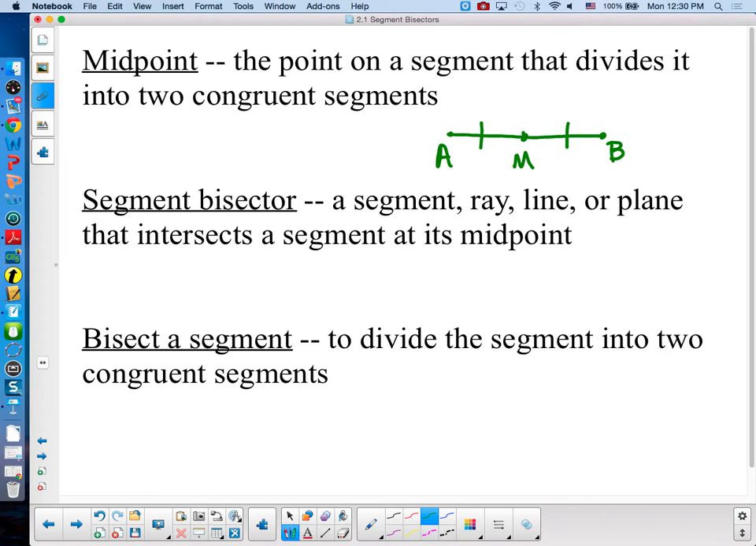Okay, the next term is segment bisector. A segment bisector is something more than just a point. Notice it says it's a segment, a ray, line, or even plane that intersects a segment at its midpoint. To draw a picture, we still need to indicate where the midpoint is. But then for a segment bisector, you need to draw a line going through the midpoint. So your picture would look like up above.